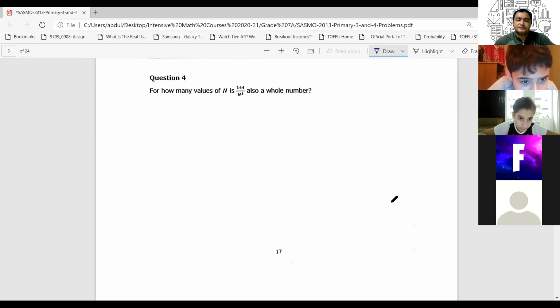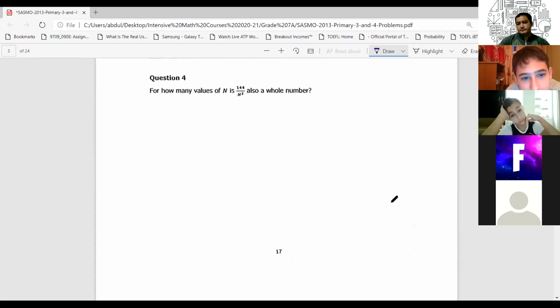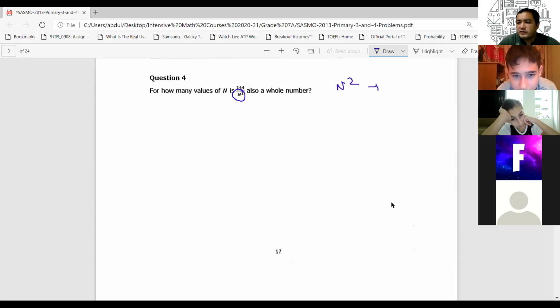How about question 4? In this one, the number has to be divisible by 144, right? Yes. Just tell me the answer. How do you solve this? First, as you see here, what is n squared? This n squared means n times n, a square number, right? So that means that we need to find the factors of 144. What are the factors of 144?